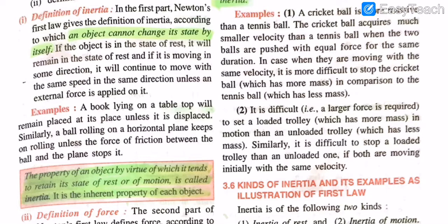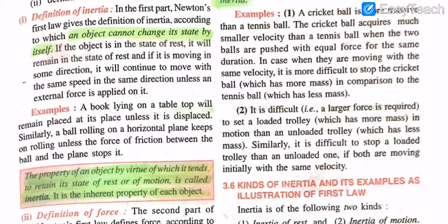And this property is called inertia. So if ever in exam you forget the definition of inertia, just think about a book falling by itself. You'll get to know that inertia is the property by which an object tends to retain its state of motion or its state of rest. It is the inherent property of every object. Since it is also not a living being, it cannot move.